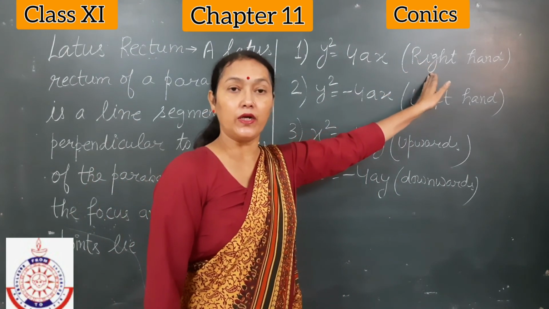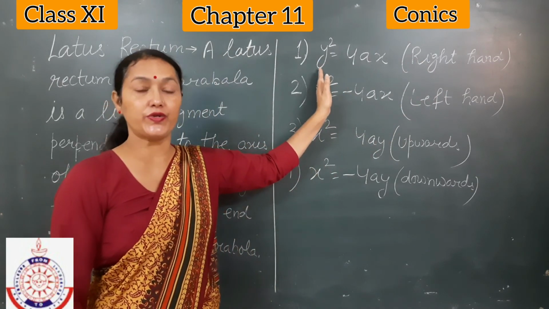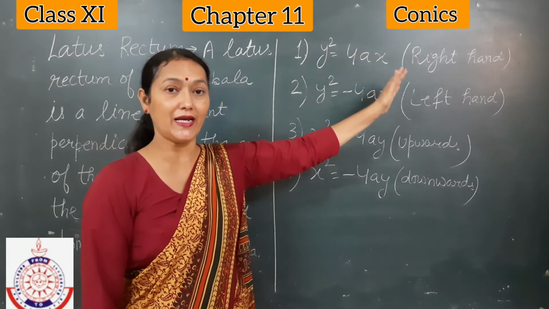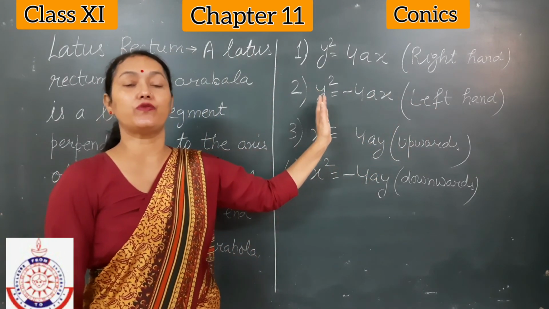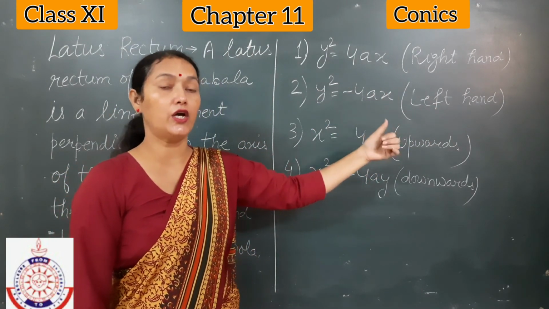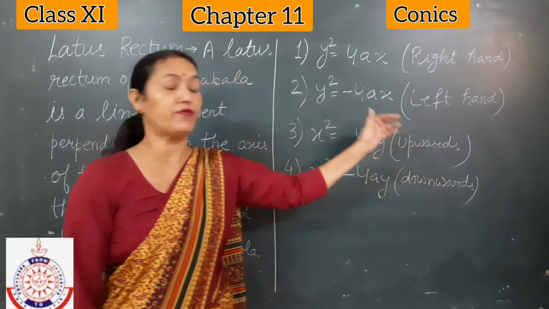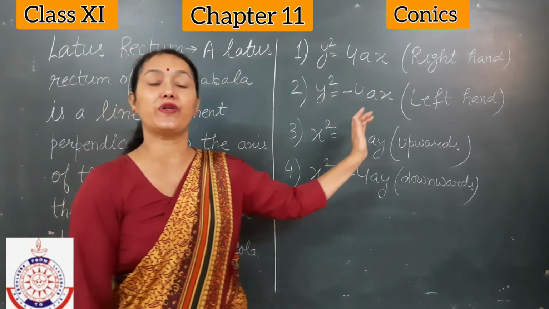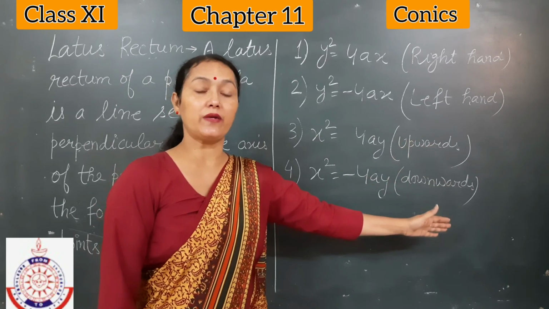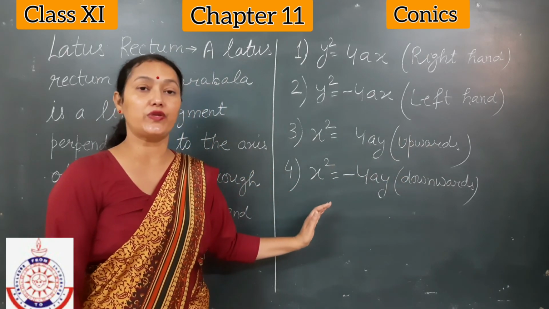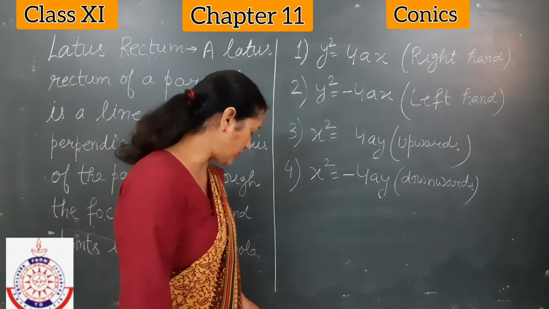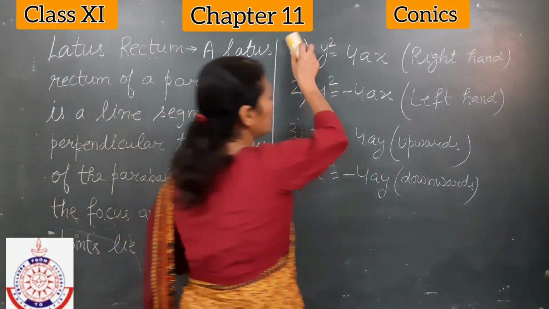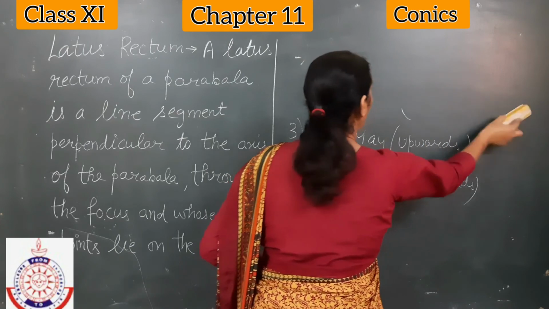For the right hand parabola, the equation will be y square equals 4ax. For the left hand parabola, the equation will be y square equals minus 4ax. For the upward parabola, the equation will be x square equals 4ay, and for the downward parabola, the equation will be x square equals minus 4ay.